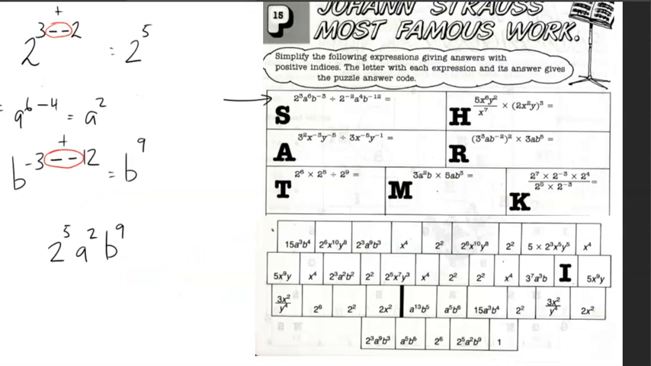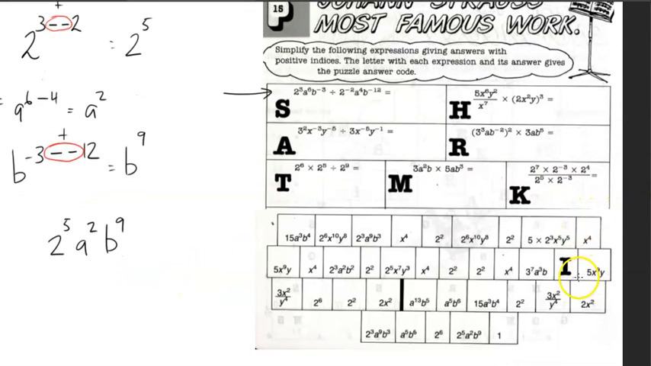And within here, you should see 2 to the power 5 a squared b to the power of 9, which is right here. This belongs to the letter S. Again, you'll probably see it again somewhere. 2 to the power 5 a squared b to the power of 9. I'm sure it is somewhere here. There are solutions to this that I've already created, so you can go ahead and double check that if you're struggling with some of these.